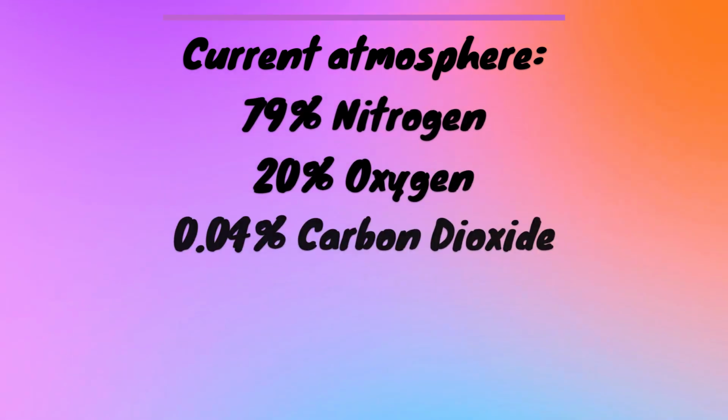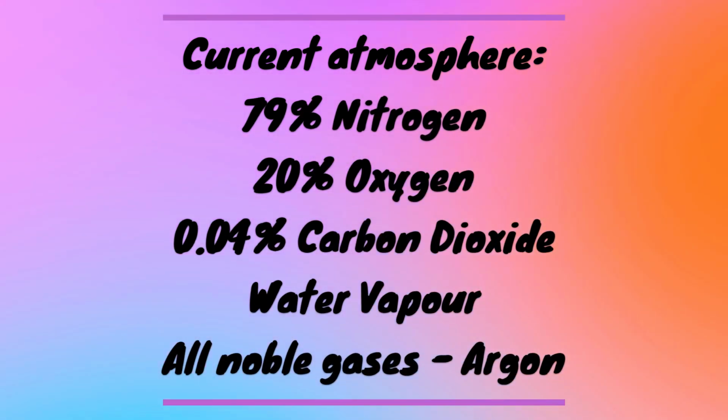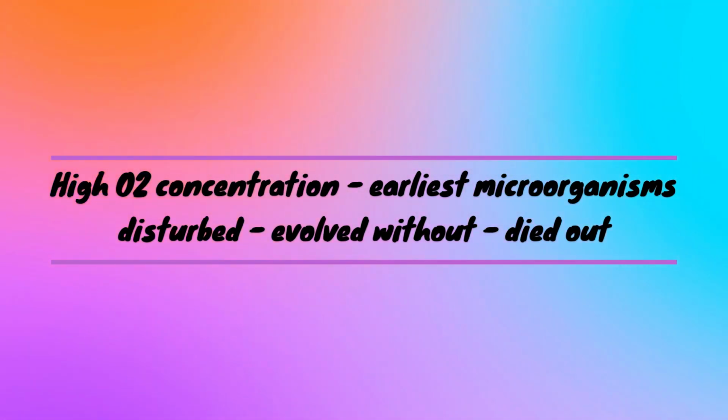Our current atmosphere contains 79% nitrogen, 20% oxygen, 0.04% carbon dioxide, water vapour, all the noble gases like helium, with argon contributing the most. However, with such a high concentration of oxygen within our atmosphere, the earliest microorganisms were disturbed. They weren't used to high oxygen concentrations. In fact, they'd evolved without it, so they began to die out.